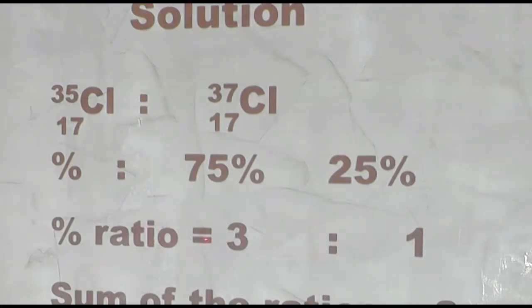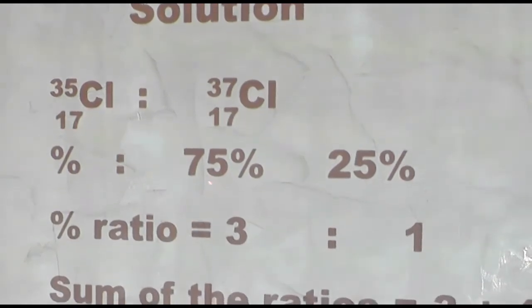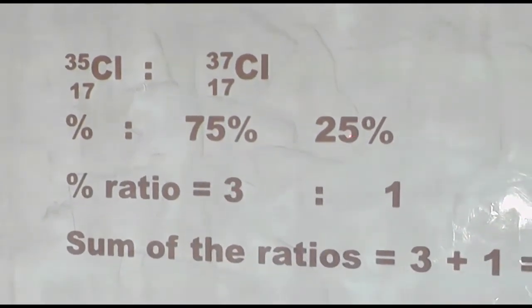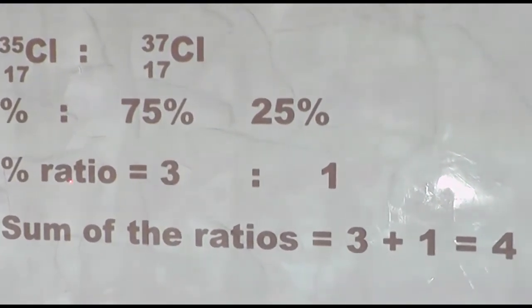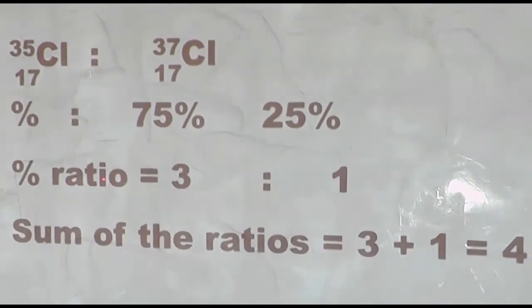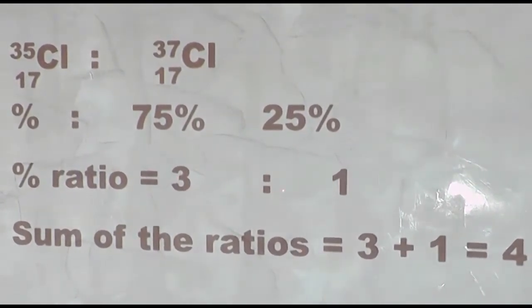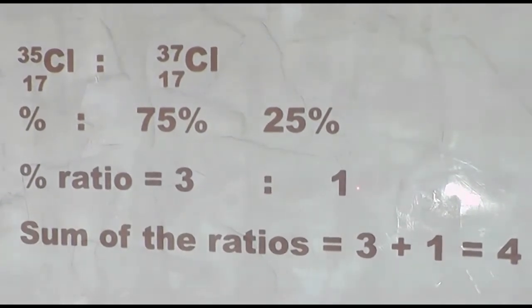To get the ratio of the percentages now, we divide the two percentages by the lowest percentage. From the two percentages, which is the lowest? Of course, 25% is the lowest. So 75 divided by 25 will give us 3. 25 divided by 25 will give us 1. Which means that the percentage ratio now is 3 to 1.